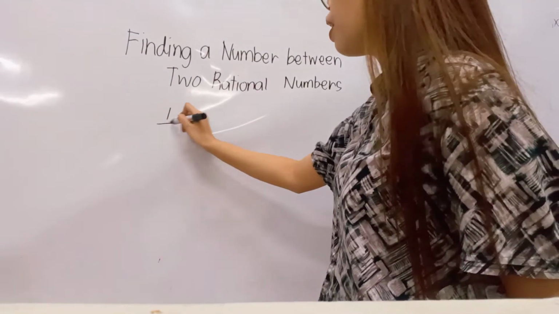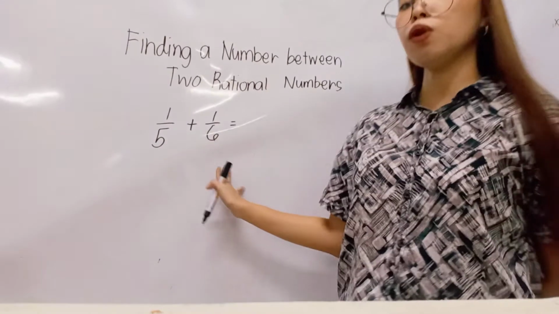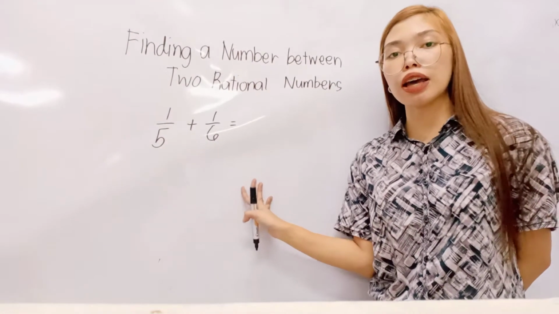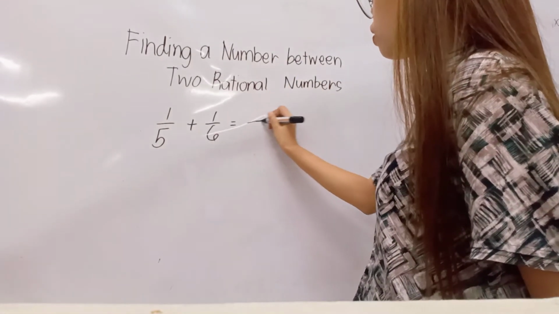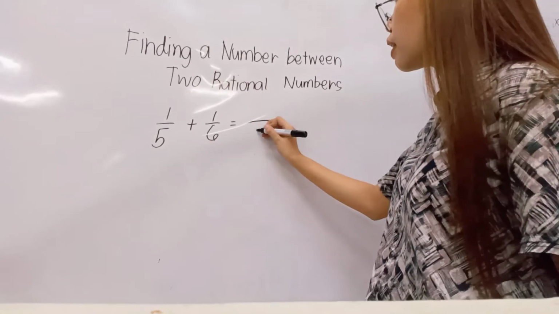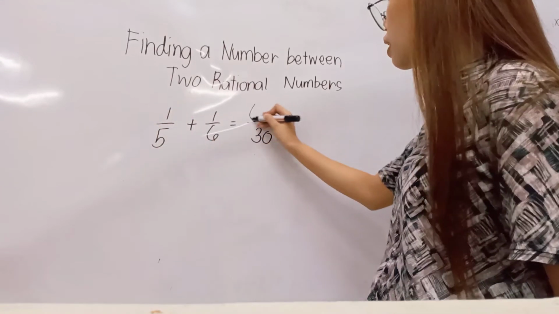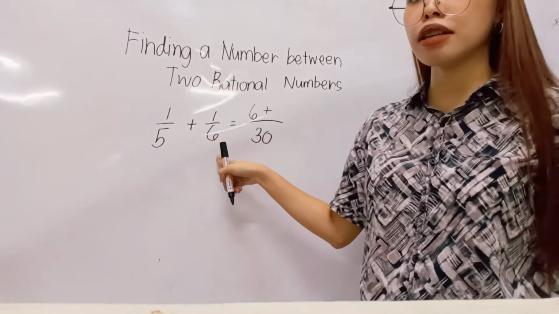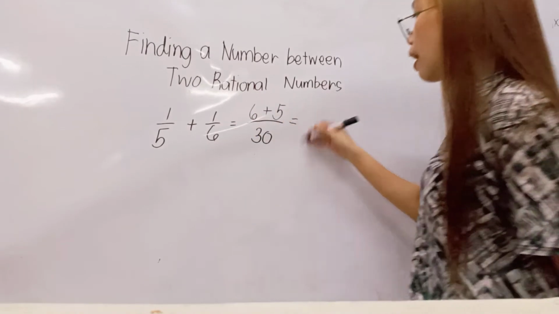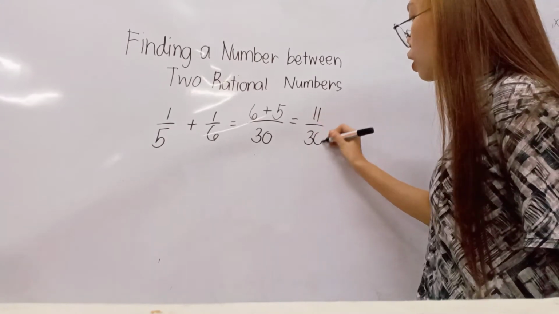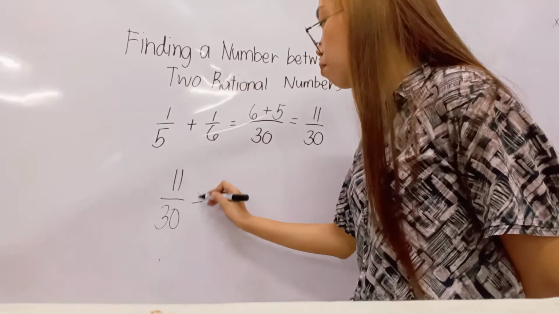So, 1/5 and 1/6. We have to add these two rational numbers first and then divide by 2 to get the number between them. Getting the LCD of 5 and 6, that is 30. 30 divided by 5 is 6 times 1, 6, plus 30 divided by 6 is 5 times 1 is 5. So, 6 plus 5 is 11 over 30. Okay? So, 11 over 30 divided by 2.